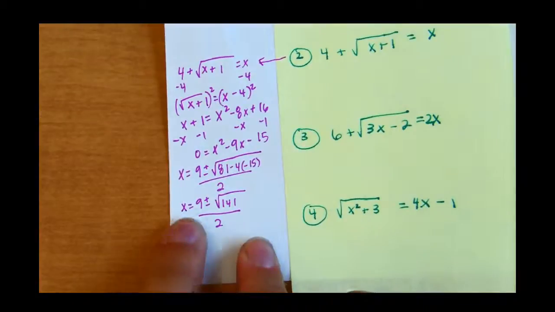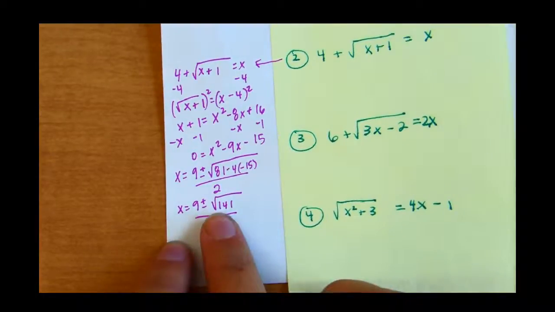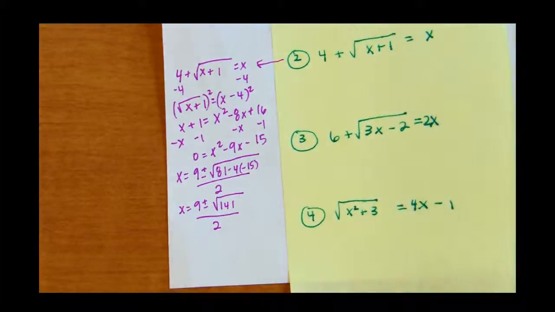And when I do that, I'll be left with (9 plus the square root of 141) over 2 and (9 minus the square root of 141) over 2. And so now I've got to figure out which of those answers makes the most sense.